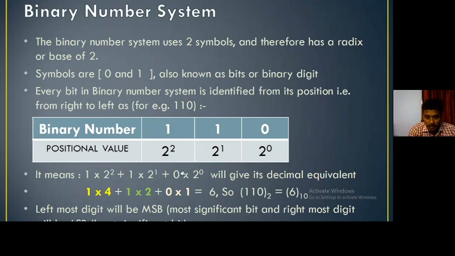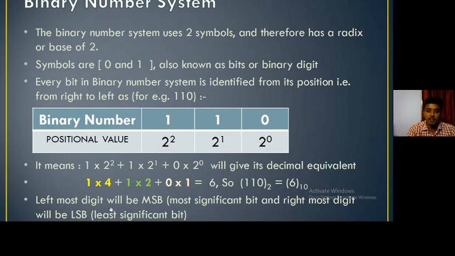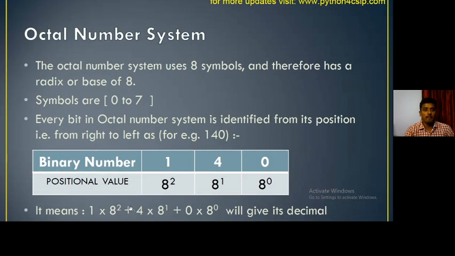Now you are getting the decimal value from the binary value. So from the positioning value of binary, we get the decimal number, you see? 1 into 2 square plus 1 into 2 power 1 plus 0 into 2 power 0 will give the decimal equivalent of 6. Okay, 110 base 2 equals 6 in base 10, that is, in the decimal form. The leftmost digit will be the most significant bit and the rightmost will be the least significant bit. Okay, clear. Next one, octal number system.